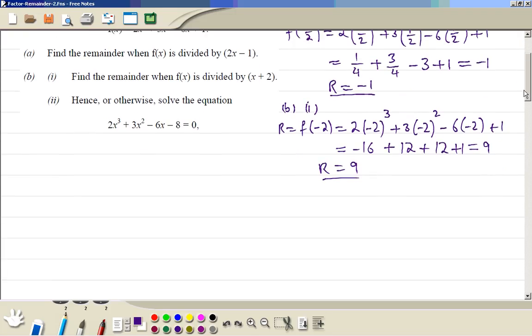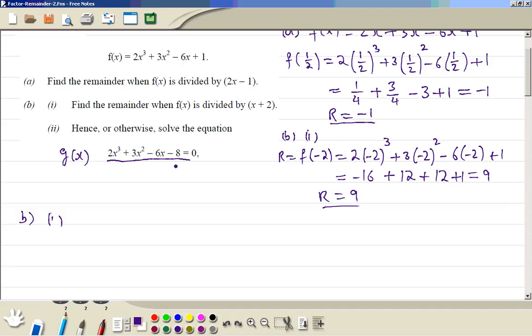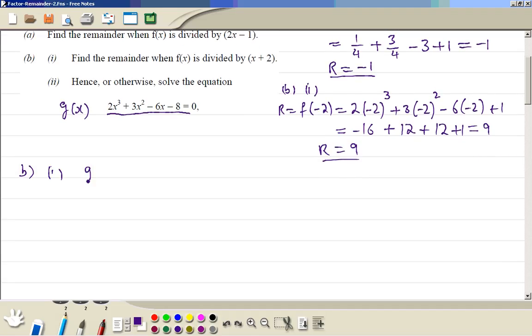Now B, part 2. Now this function, we just call it g. If we compare it to the f, it's 1 minus 9 give you minus 8. So the g function is basically the f function minus 9. So when we divide the f by x plus 2, the remainder was 9. So if we subtract 9 from this equation, then the remainder will be 0. So therefore, this is a factor of this polynomial. So x plus 2 is a factor of this g function.